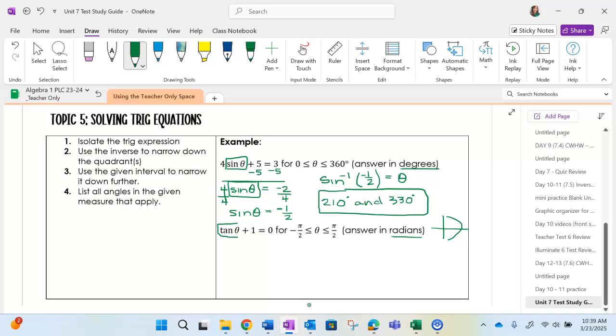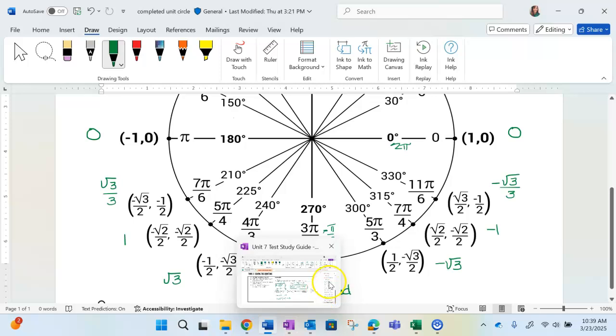So I'm going to draw a box around tangent, so that means I'm going to subtract 1. So I get tangent of theta equals negative 1. Now I'm going to do the inverse. So I get inverse tangent of negative 1 equals my angle. So what angle has a tangent of negative 1? I don't know. Let's go look.